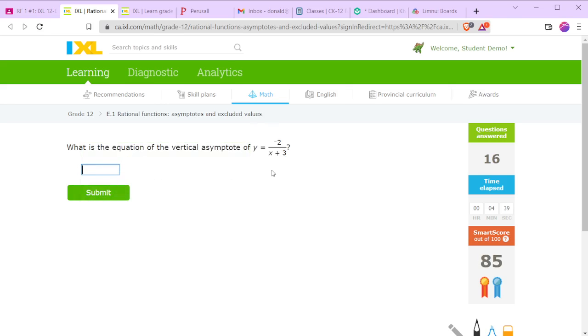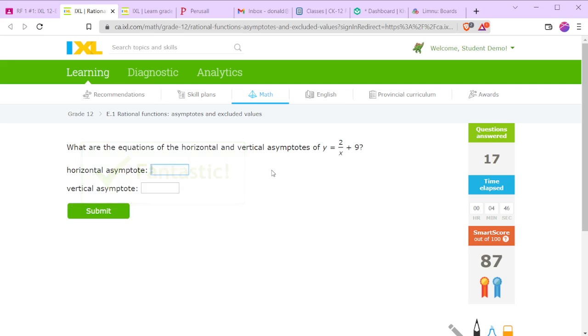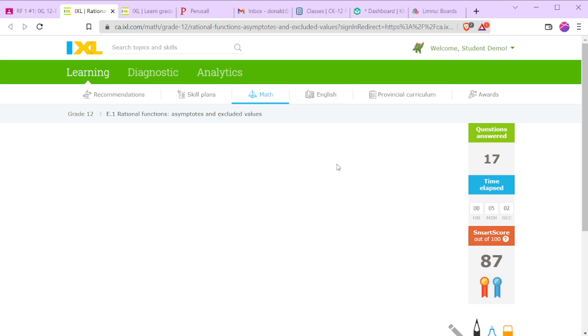The vertical asymptote here is at x equals -3. That's where we would be dividing by 0. Here the horizontal asymptote, as x goes to infinity, this goes to 0. So that's y equals 9. And the vertical is when that denominator is 0, which is x equals 0, because x is the only thing in our denominator.